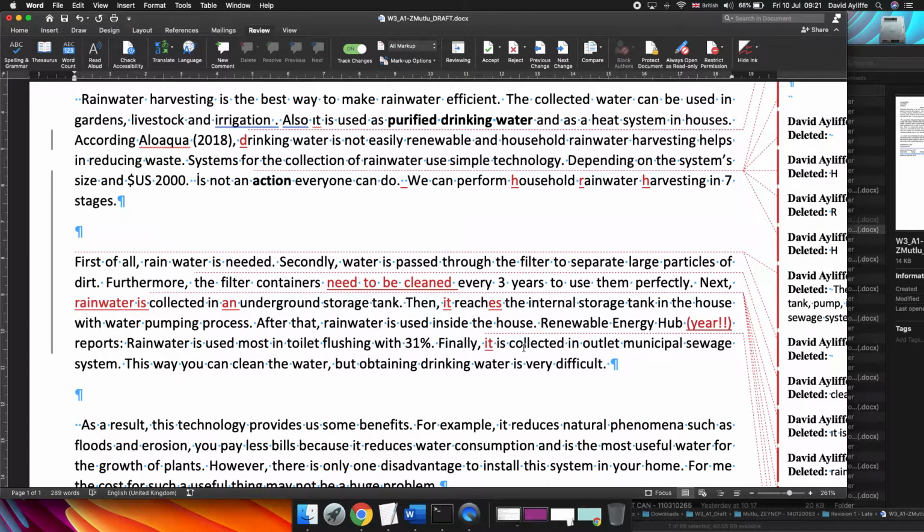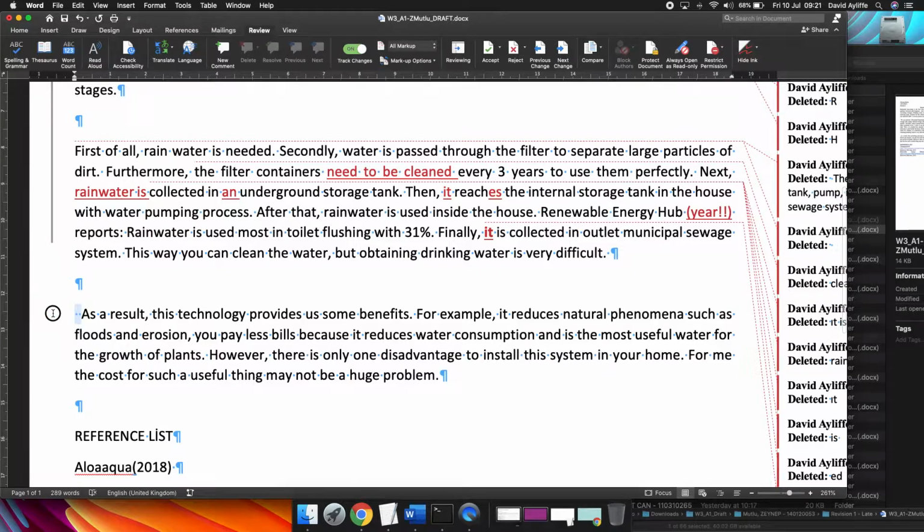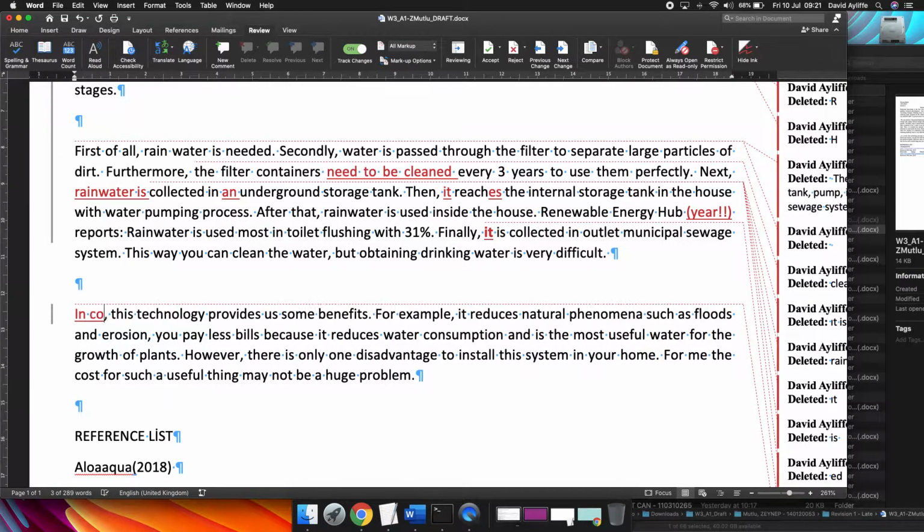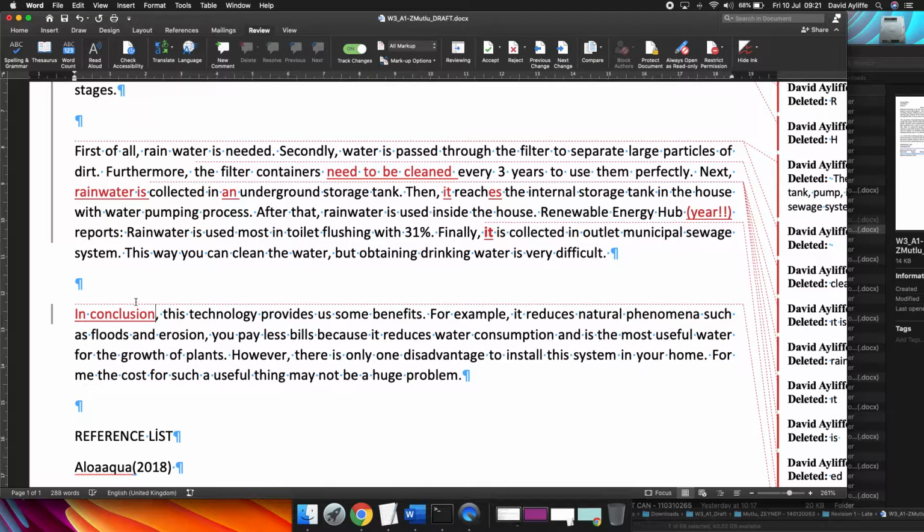Finally, it is collected. What is it? What is it? As a result, in conclusion, okay, nice and simple.